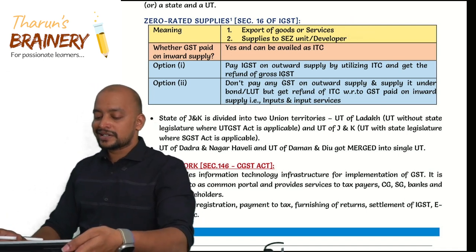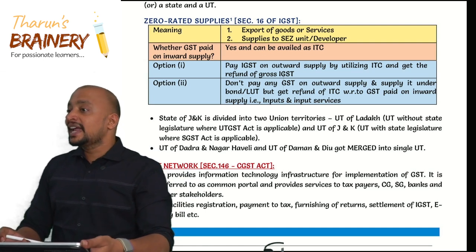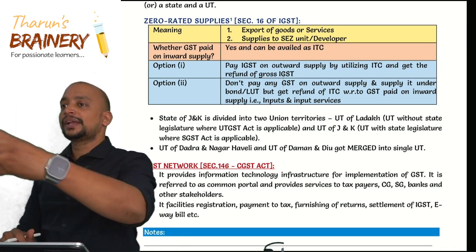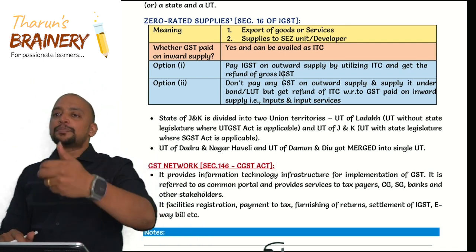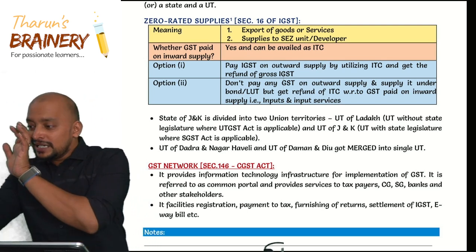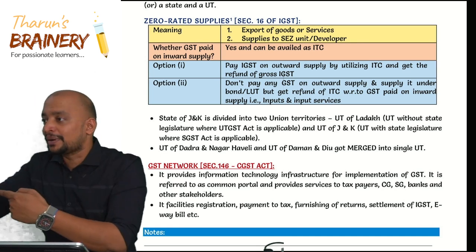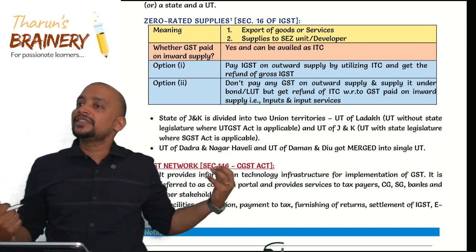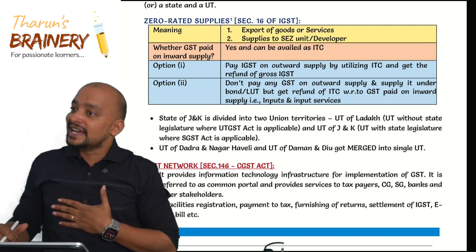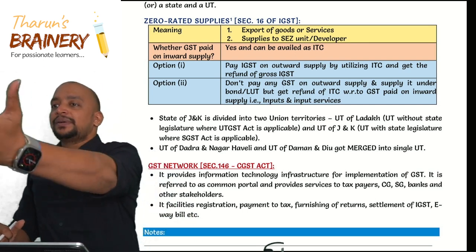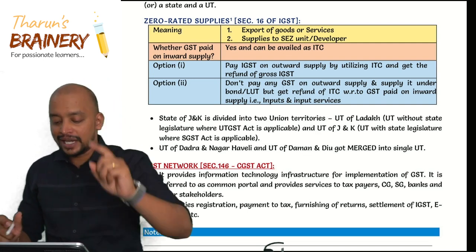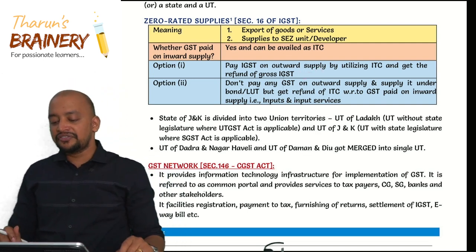In these two cases, whether we can take ITC on inward supplies, yes, we can take ITC on inward supply, means if my outward supply is exported, or if the product or service is supplied to SEZ, then it will be called as zero rated. The moment it becomes zero rated, to make that supply, I will be having some inward supplies. Now on that inward supplies, whatever GST I paid, I can take it as input tax credit, ITC. Now on outward supply, that is on the exports or sale to SEZ, I have two options. Option number 1, pay IGST and get refund of that IGST.